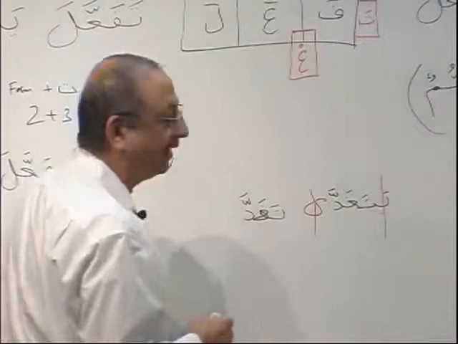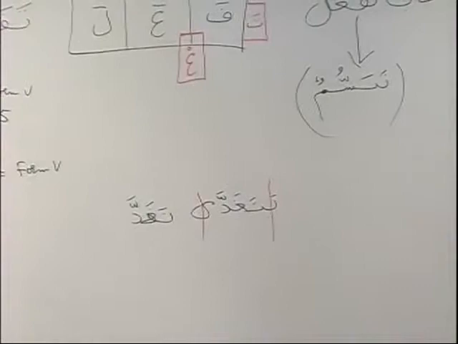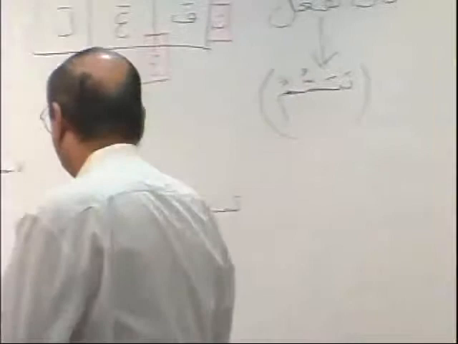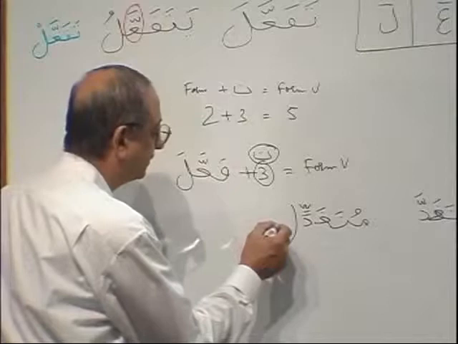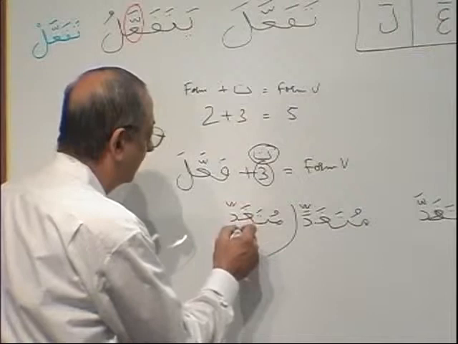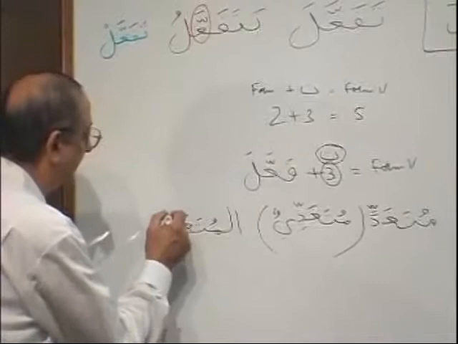Now, brothers and sisters, of course, we are also quite strong now in making ism fa'il from tagadda. What will be the ism fa'il? Mutagaddin. Are you with me? Mutagaddin, which is originally mutagaddiyun. Okay, let me write it down. Mutagaddin, which is originally mutagaddiyun. And if I put alif lam, then the ya will become visible. Are you with me, brothers and sisters?